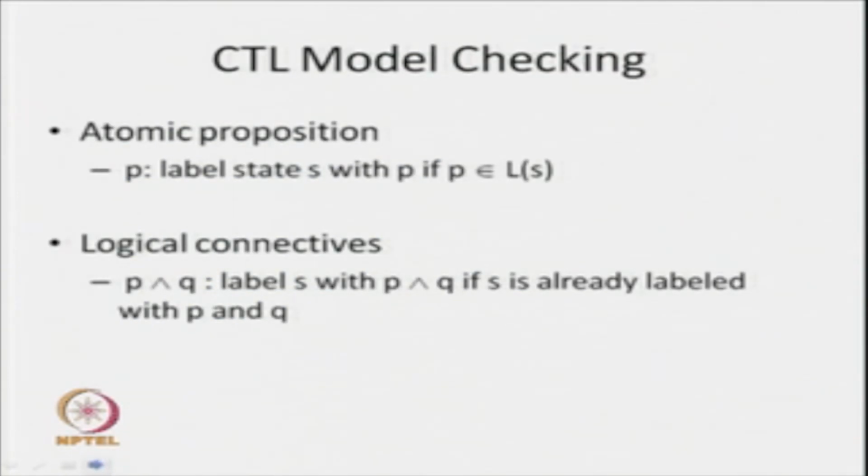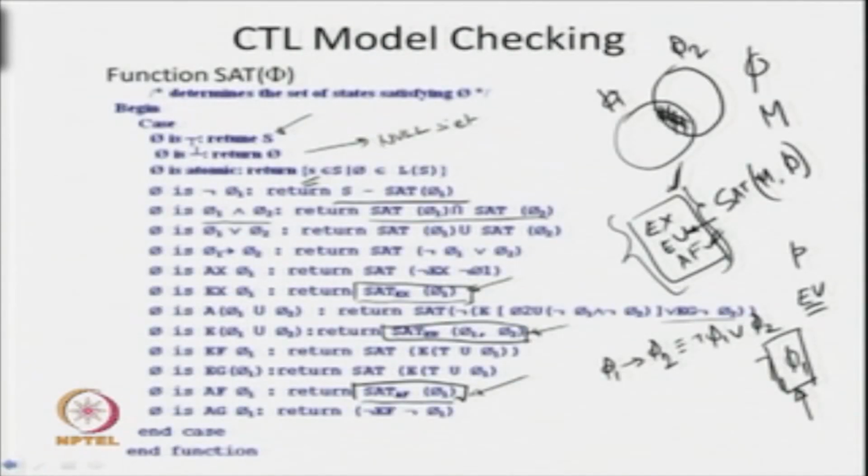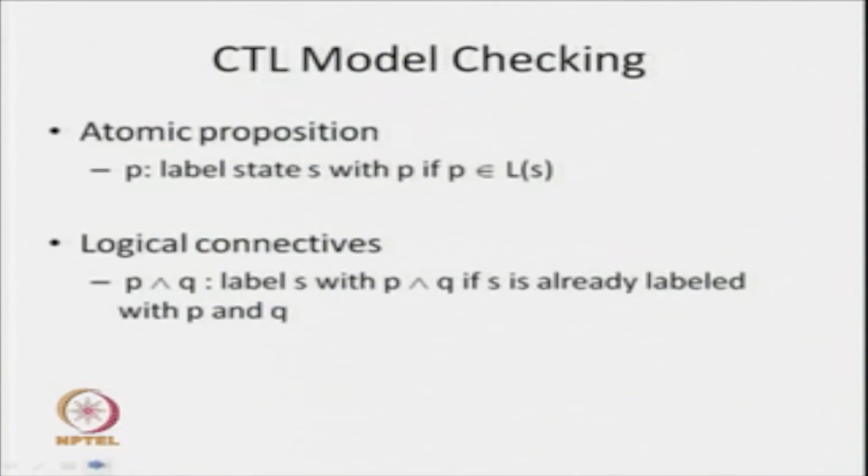If we have an atomic proposition P, then it is very simple. We are going to label states with P if P is a member of L(S). If the given formula is atomic, then we return all the states where it is a member of this labeling function. So, we label the state S with P if P belongs to L(S), the labeling function of a particular state S.